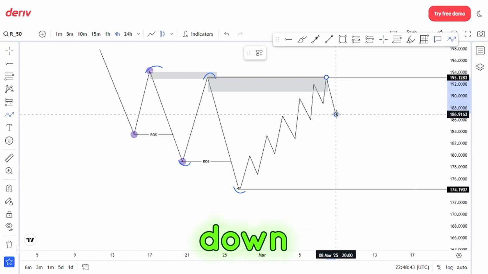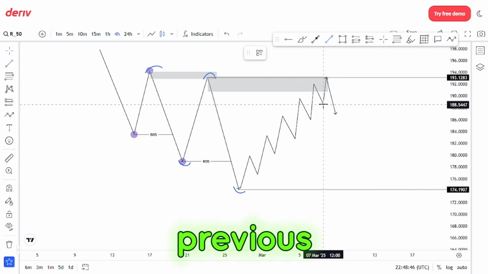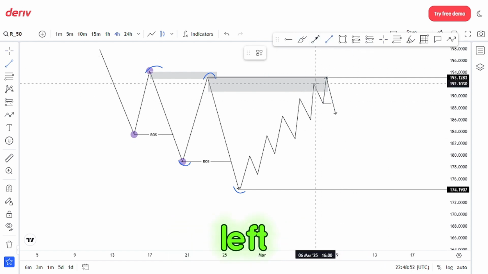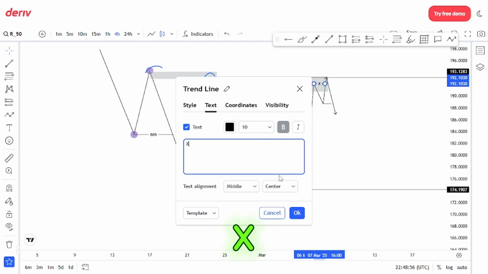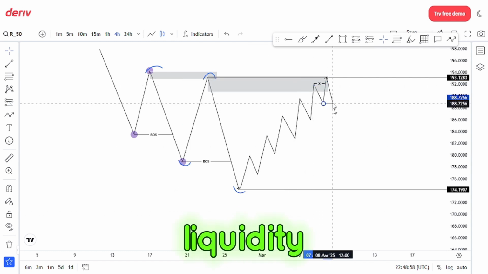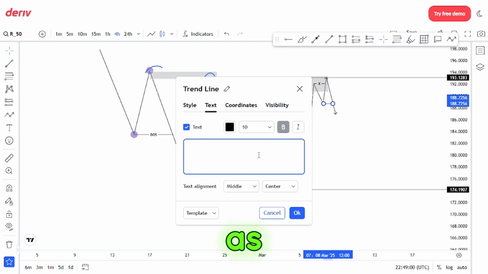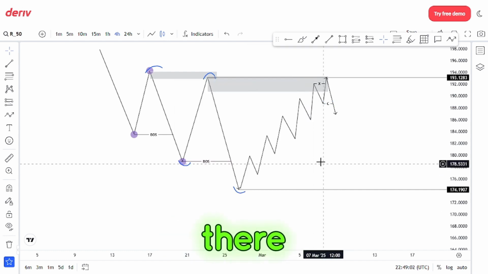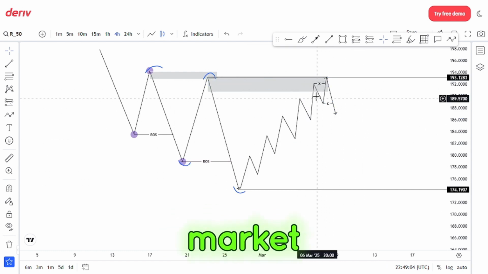Then we push down, then we break this previous low here, previous lower high. Then after breaking that previous lower high, we know that on the left here, this is liquidity, guys. I'm gonna use an X to show that that is liquidity. Then you have your C as your change of character right there, or MSS as your market structure shift.